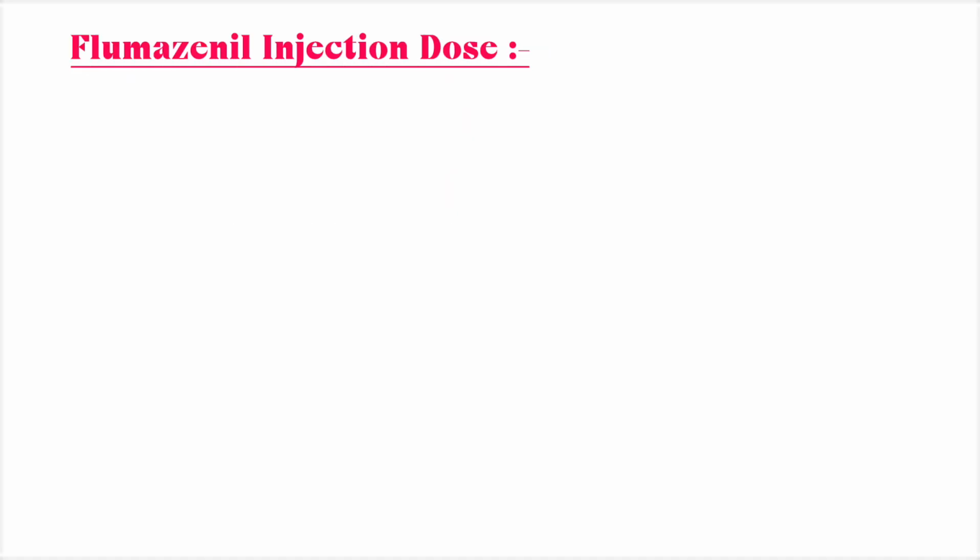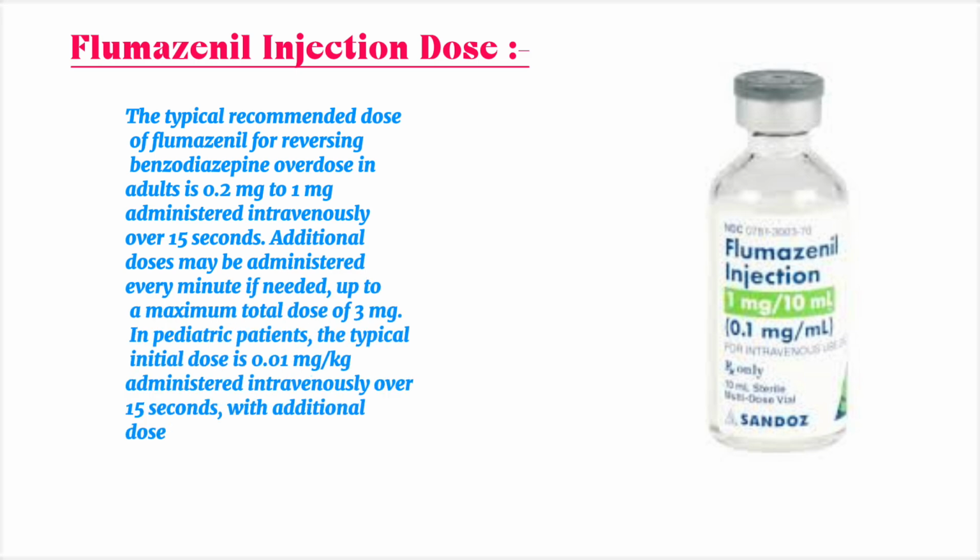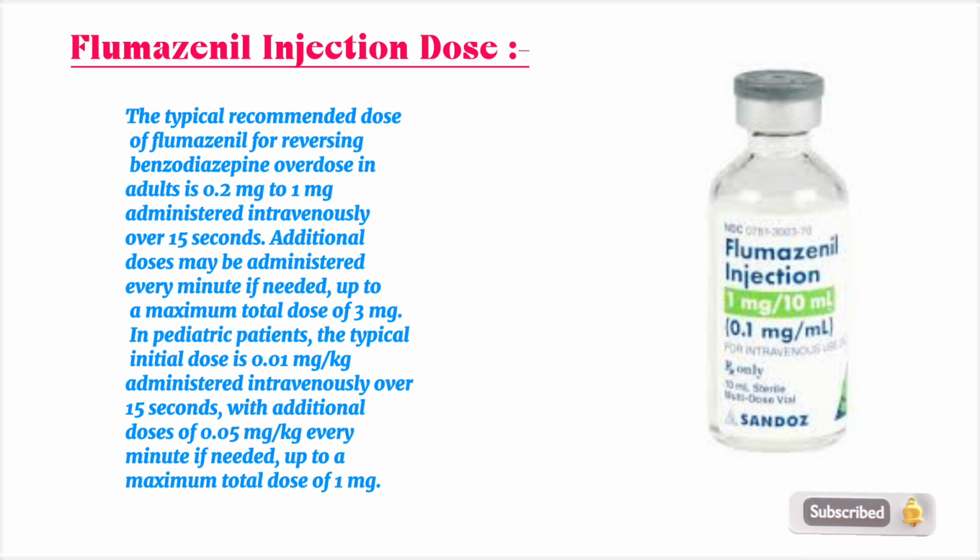Flumazenil injection dose. The typical recommended dose of flumazenil for reversing benzodiazepine overdose in adults is 0.2 mg to 1 mg administered intravenously over 15 seconds. Additional doses may be administered every minute if needed, up to a maximum total dose of 3 mg. In pediatric patients, the typical initial dose is 0.01 mg per kilogram administered intravenously over 15 seconds, with additional doses of 0.05 mg per kilogram every minute if needed, up to a maximum total dose of 1 mg.